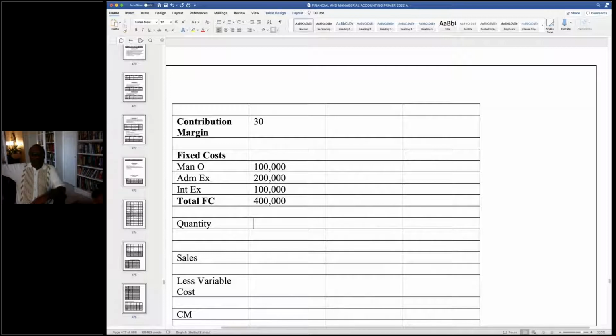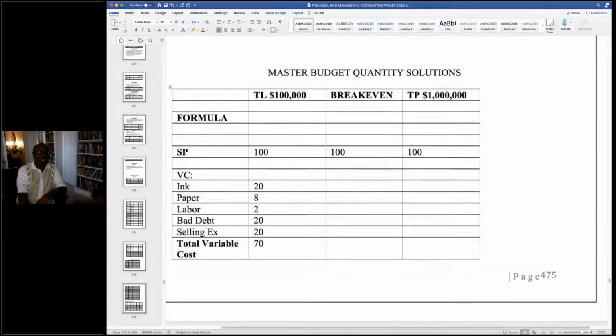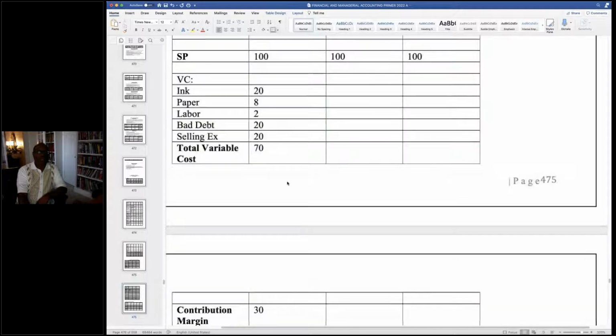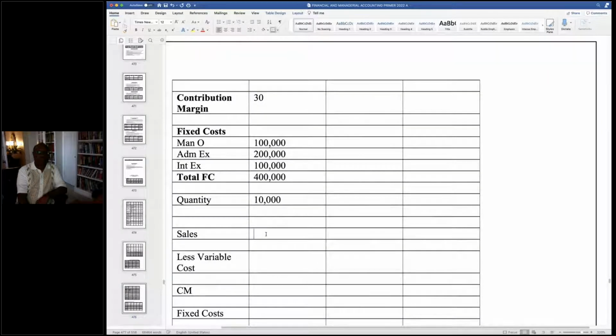Yes. Will the quantity be 10,000? Yeah, that's what I got. I will assume it's 10,000. So let's check it out. 10,000 times 100 is what? It's 1 million.